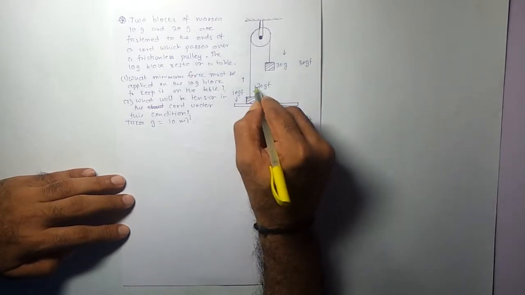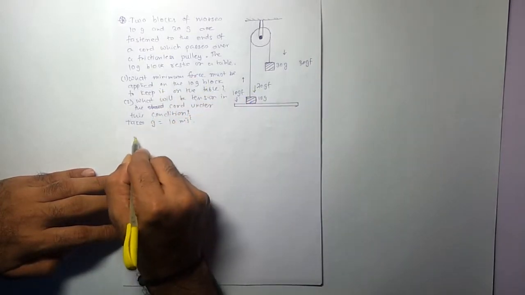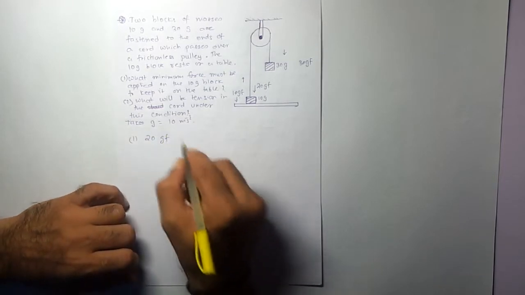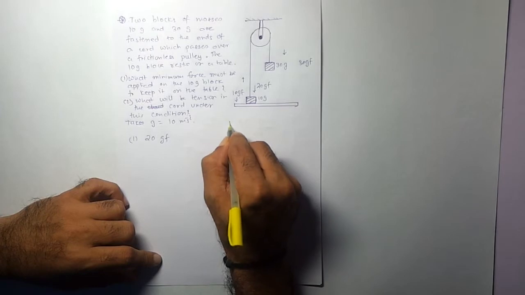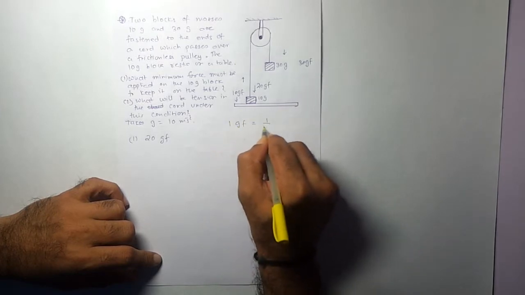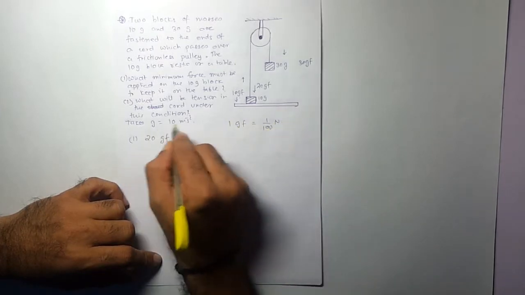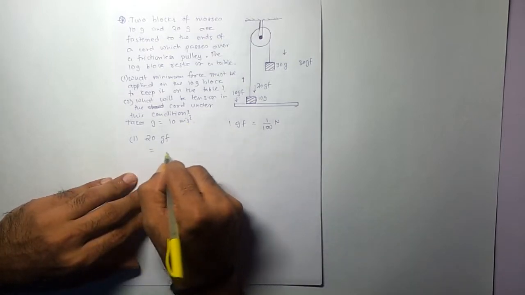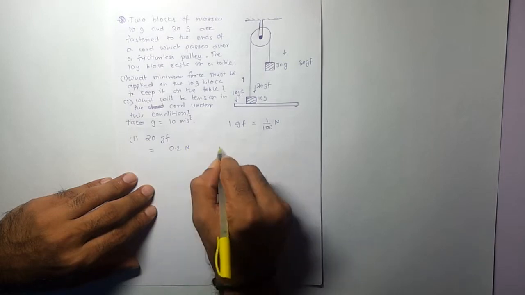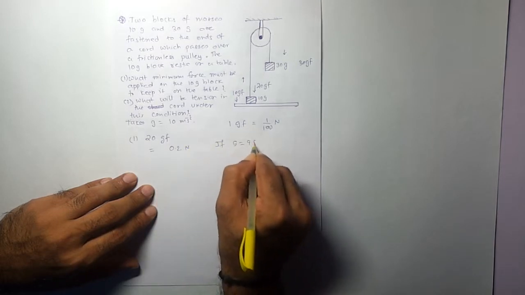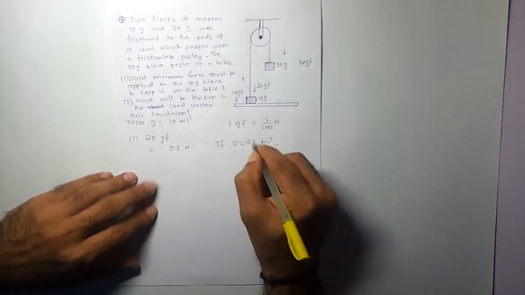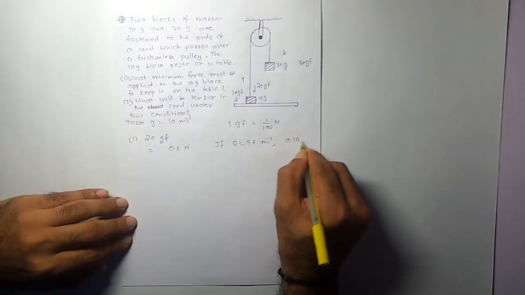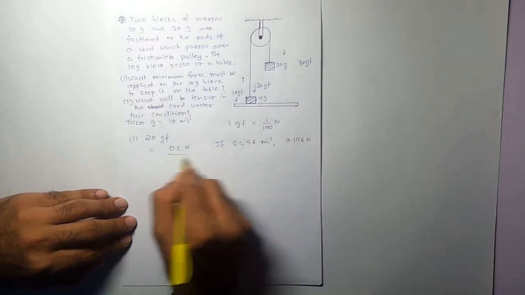So the answer to the first question is that I should apply a force of 20 GF. And if I want to convert this into Newton, I know that 1 GF is equal to 1 upon 100 Newton, if we take g as 10 meter per second square. So this will give me 0.2 Newton. If I had taken g as 9.8 meter per second square, then this force would have turned out to be 0.196 Newton. So the answer I'm getting is 0.2 Newton.